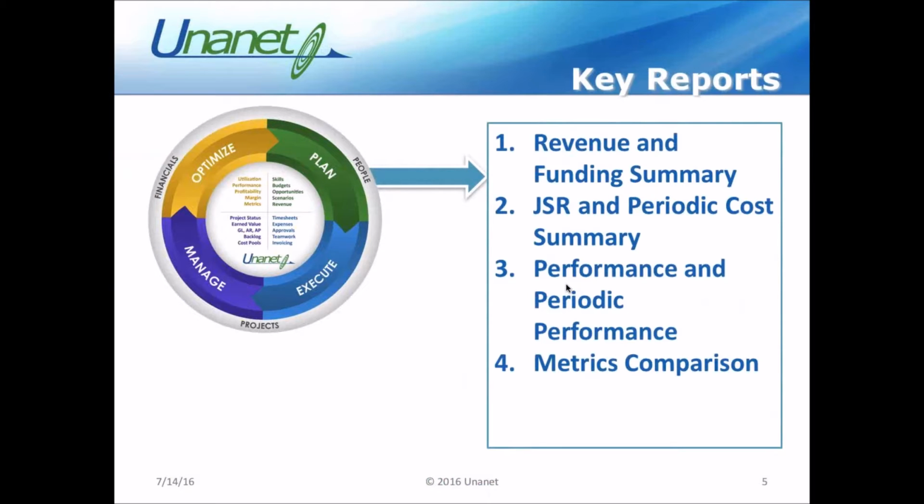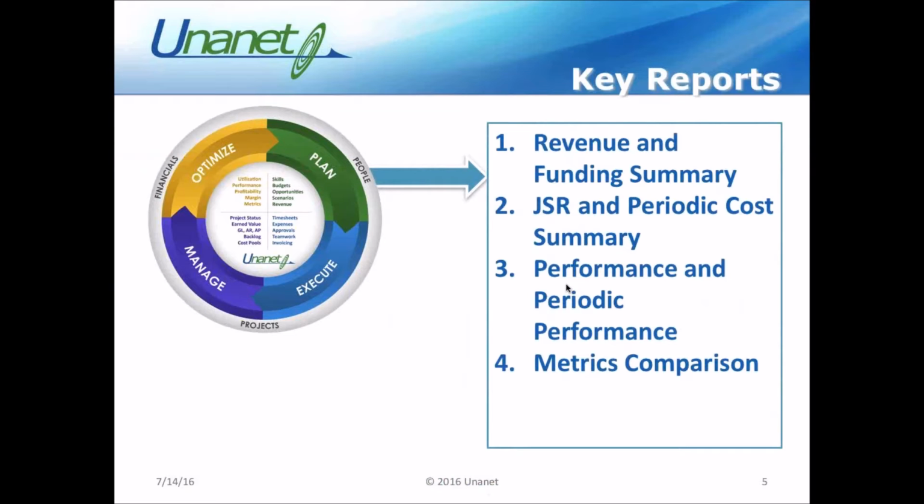Performance shows different granularities at the task level, at the person level, to be able to show what was budgeted, what was actual over a given period of time. For periodic performance, giving a little bit more granular detail because I can look at different periods and see where the variances come into play: labor category, task, person, etc.